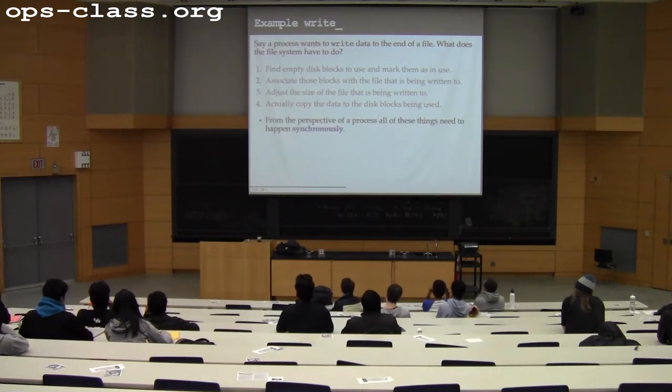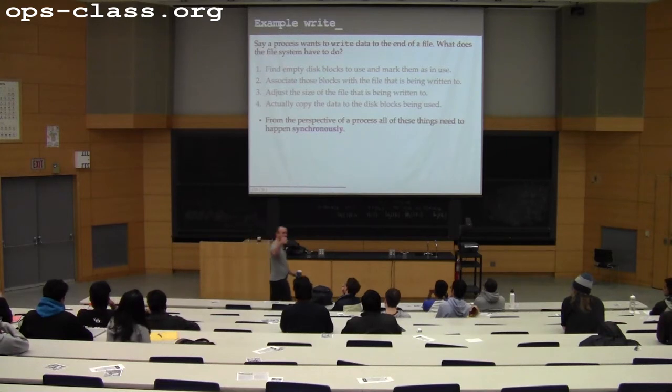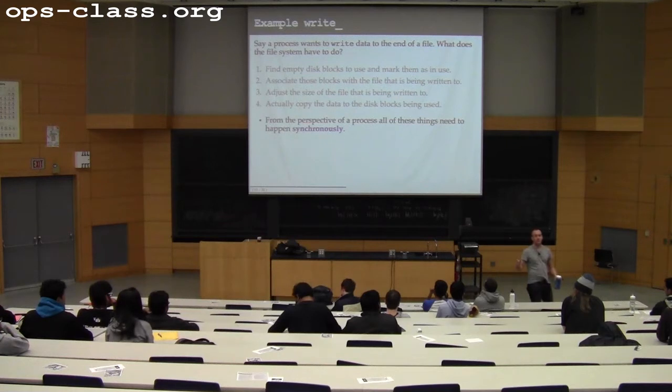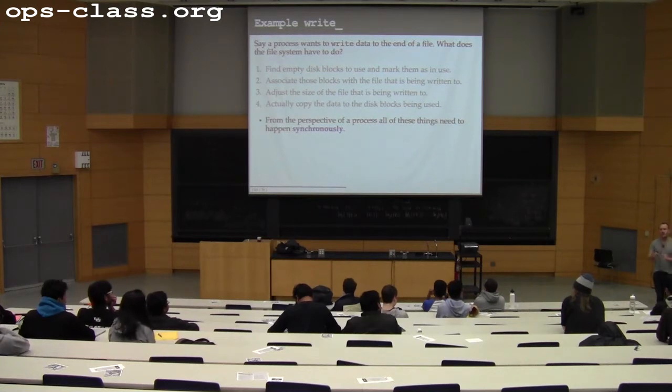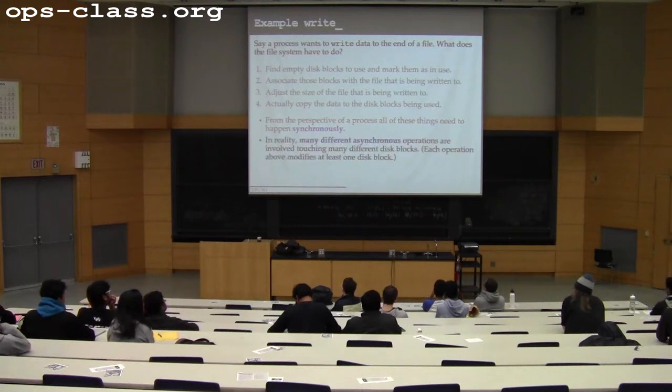Now, from the perspective of the process, all this stuff needs to happen synchronously. When the write completes, all of these changes should be made. There should be fewer free data blocks on the file system. The file that I wrote to should have some new data associated with it. The file size should be updated. But doing all these things involves writing or reading data that's located in multiple spots on the disk. And so in reality, there's a bunch of things that have to happen sort of atomically here. And that creates two problems.